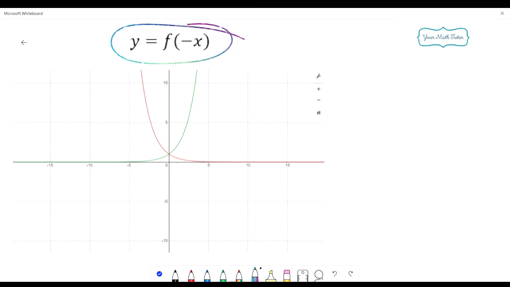And now for this transformation, we get x made negative. So we're going to have y is equal to 2 to the power of negative x. And the effect of this transformation is that it reflects the graph of f(x) about the y-axis.